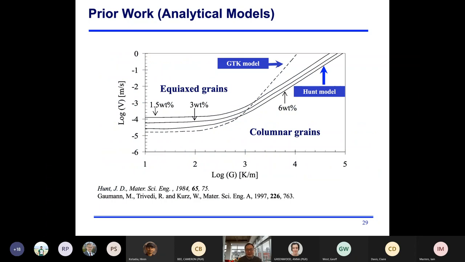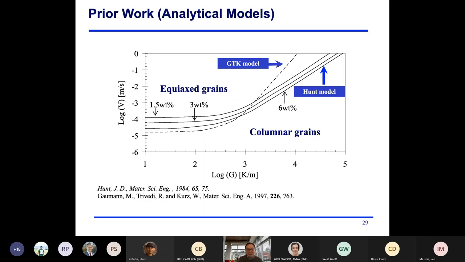This is a well-established theory looking into the effect of velocity on this scale, and thermal gradient on the horizontal axis. We call this a CET map. If your processing condition is in this area, you grow equiaxed grains, and if you are at this level, with high thermal gradient and low growing velocity, you form these columnar grains. So these are the earlier studies using an analytical way to analyze them.